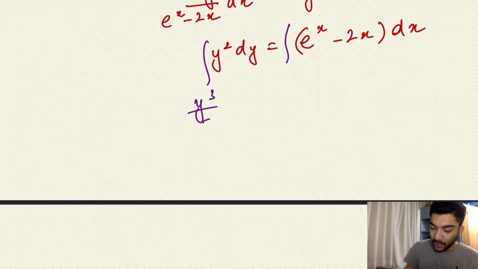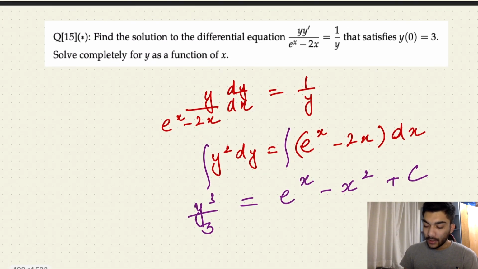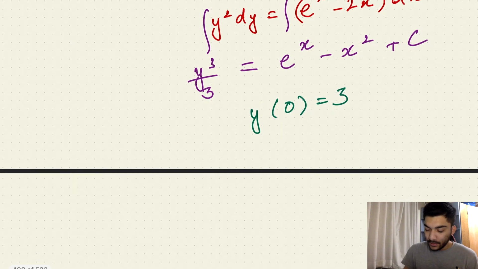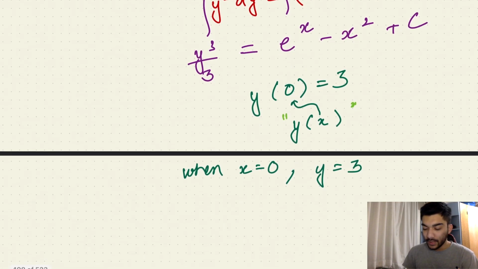Integration of y square is y cubed by 3, and integration of the right hand side is e to the power x minus x square, because the integration of 2x is 2 times x square by 2, which is x square, and then you add the constant of integration as well. Since in this question you have been given the initial condition y of 0 equals 3, it means when your x is equal to 0, your y is equal to 3.